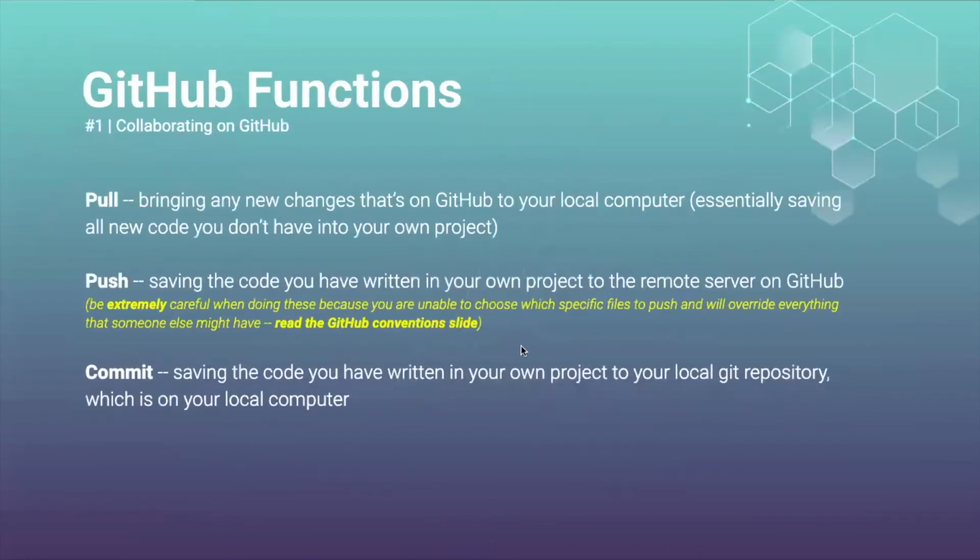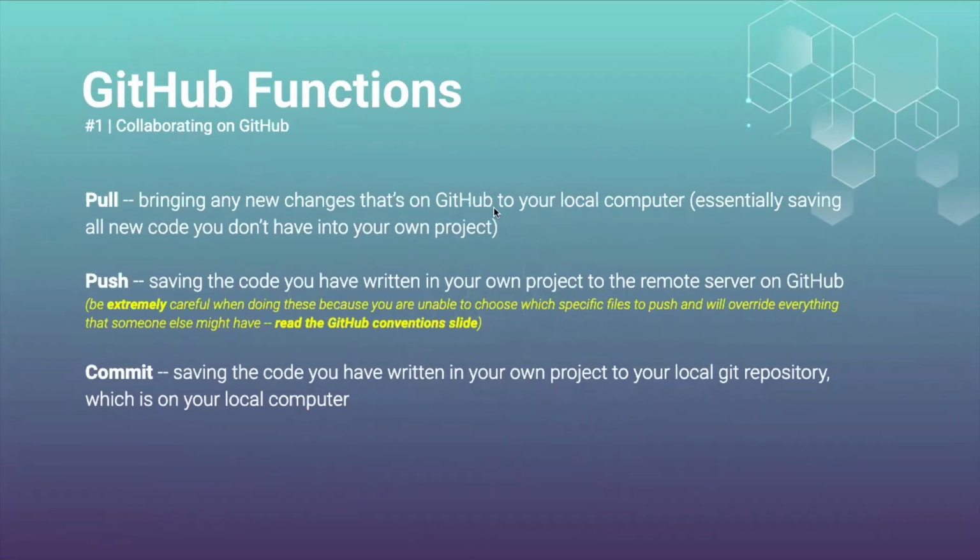And let me go to the next slide. And so, some GitHub functions that we will be using within Xcode. So let me go to, actually not yet. Let me explain all the functions first. So first we have the pull function, right? And that's basically bringing any changes that your collaborators make on GitHub to your local computer.